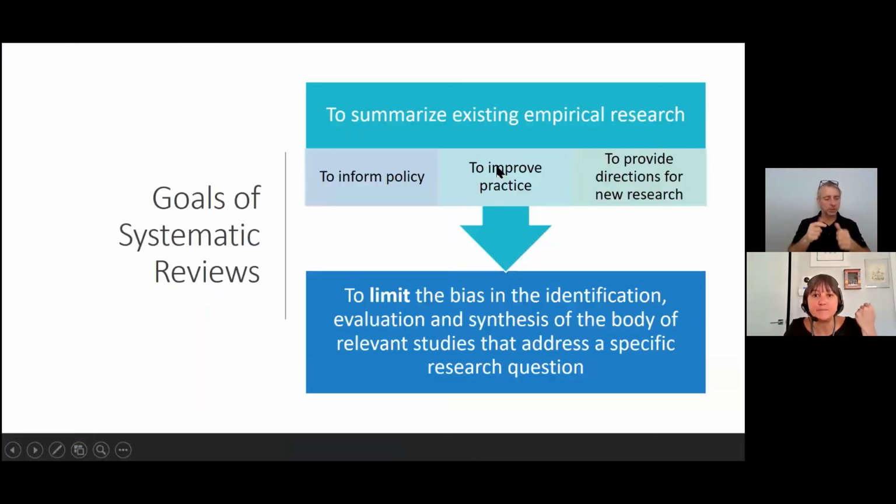Okay. So again, the goals of a systematic review are, in essence, to summarize existing empirical research, to inform policy, to improve practice, and to provide directions for new research. At the same time, what we're trying to do in a systematic review is also to limit the bias in the identification, evaluation, and synthesis of those relevant studies we find to address a given research question.